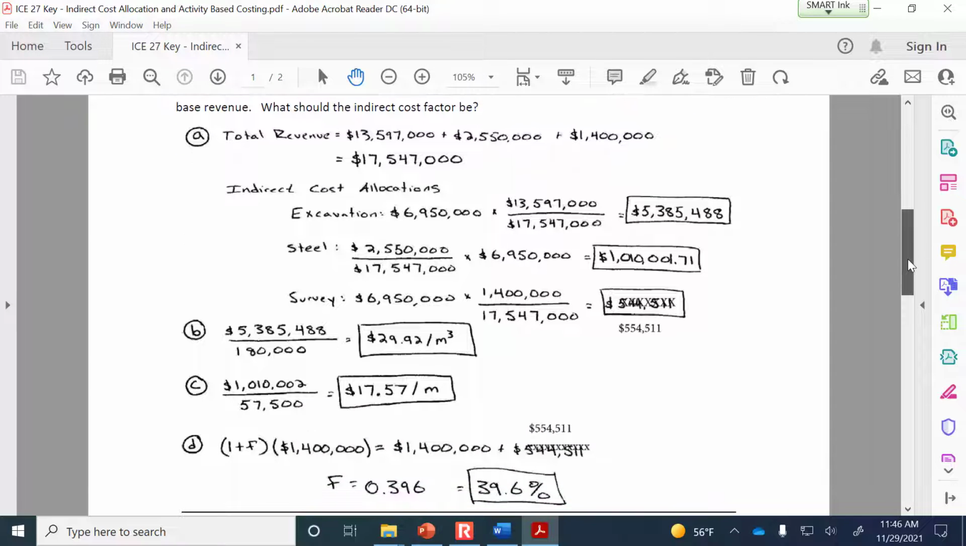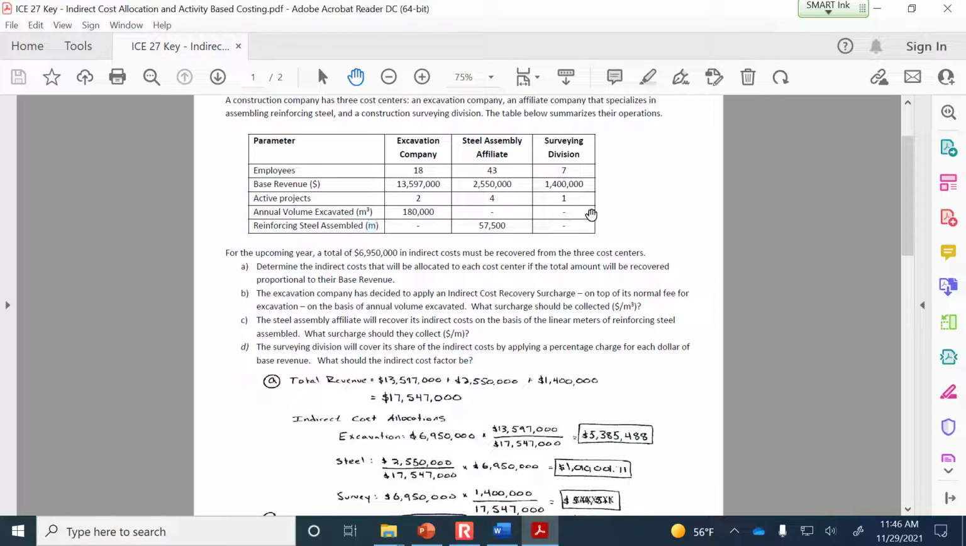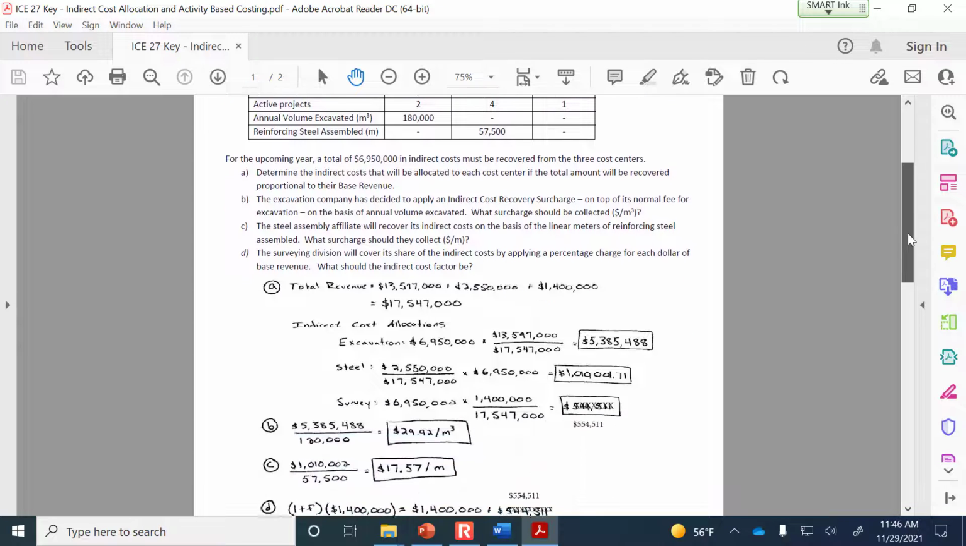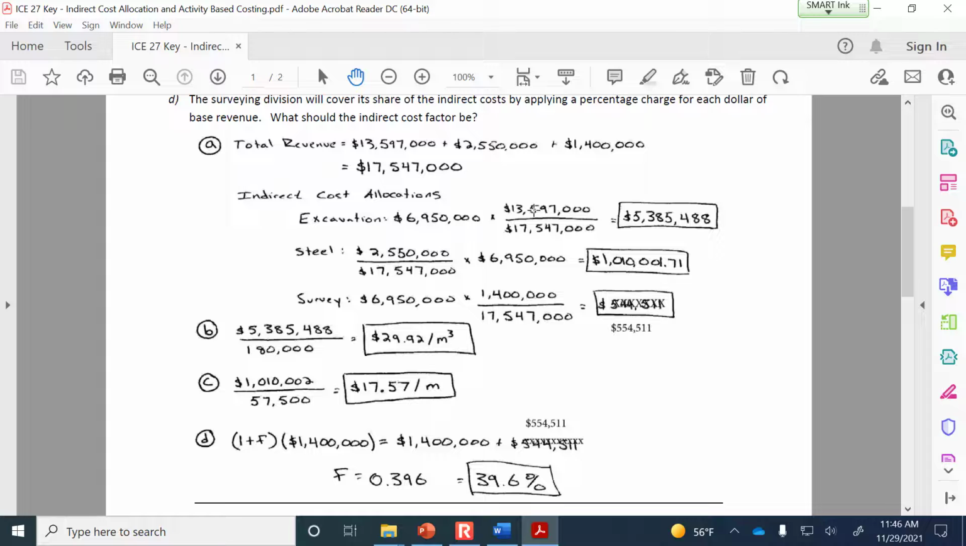And so a similar thing for Part D. In Part D we don't have anything other than their base revenue for the surveying division. And so it's just going to be a percentage, and the way that we figure out what percentage we're going to have to charge is, remember from the formula that we talked about in class last time, if we know that their base revenue is $1.4 million, and then they're also collecting another $554,000, then that is 1 plus F, where F is the indirect cost factor, multiplied by the base revenue.